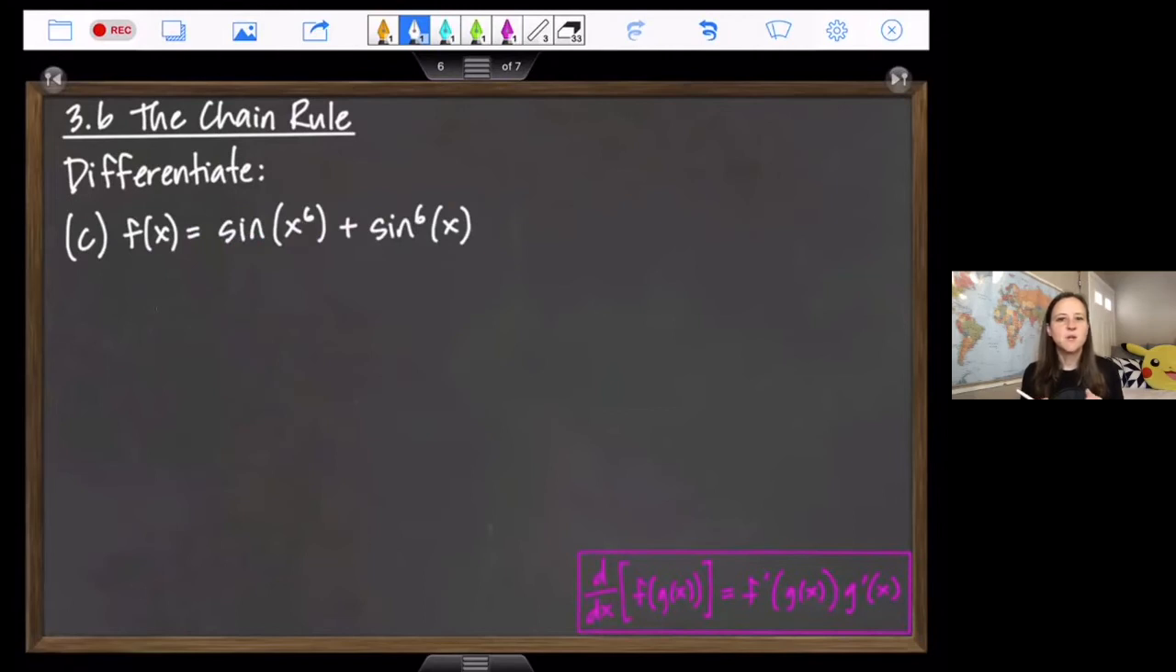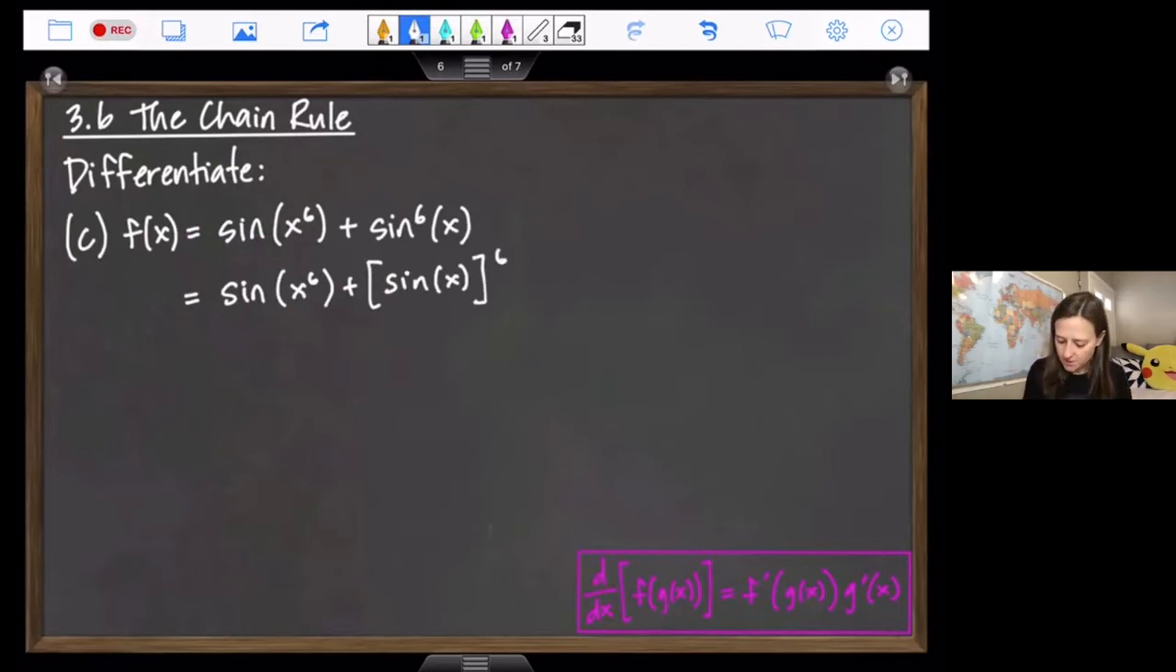I mentioned in the last video that exponents and trig functions, when they get mixed together, are probably the hardest to discern what's the inside function and what's the outside function. So anytime you see that kind of notation, that sine to the 6th of x, remember that that just means that the exponent is actually on the outside. So if you need to, we can rewrite this function as sine x to the 6th plus sine x to the 6th. All right, so this actually needs two different chain rules, one for the first term and one for the second term. So let's go take this one by one.